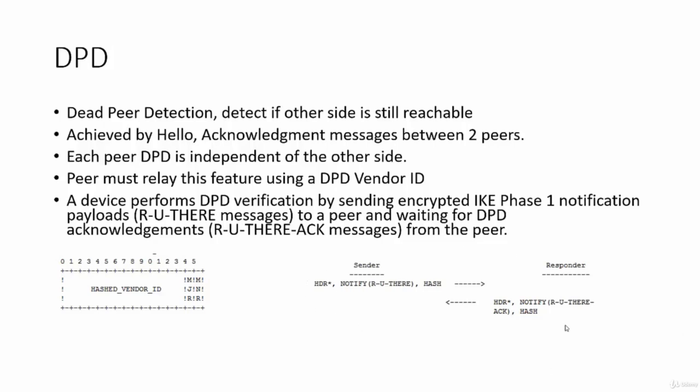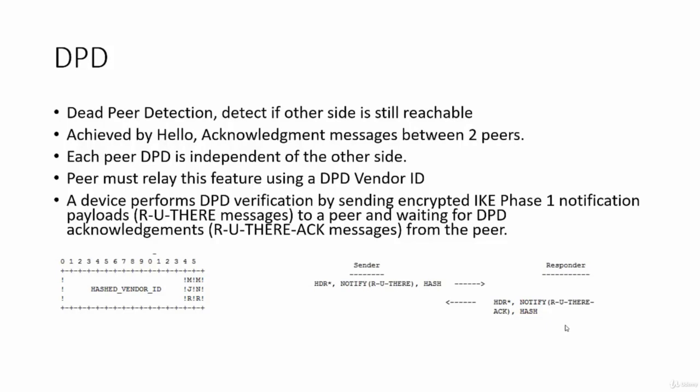So the two messages are the "Are you there" message and the "Are you there" acknowledgement message. And this will be encrypted because this is after phase 2 gets established. So it's kind of like a ping to verify the other side is live and kicking.